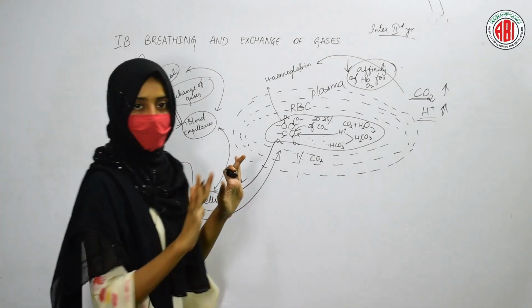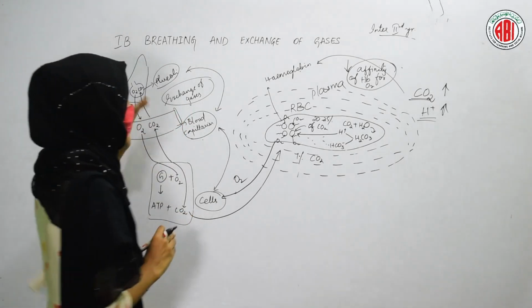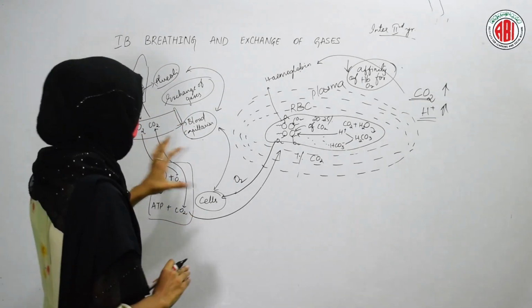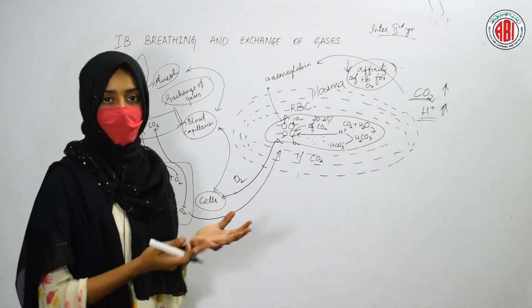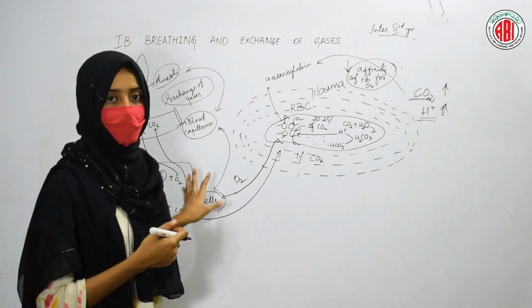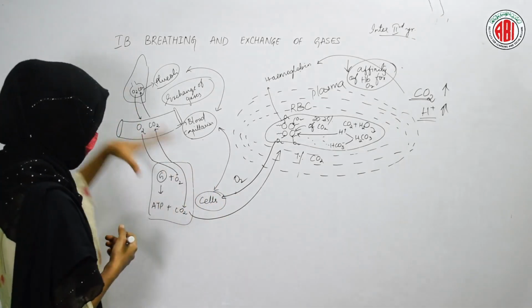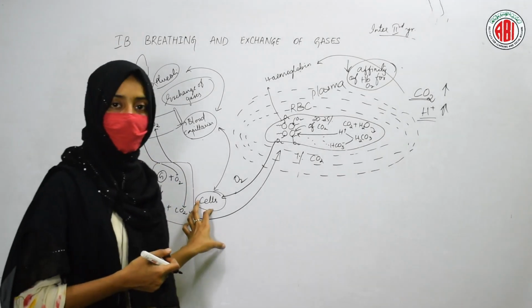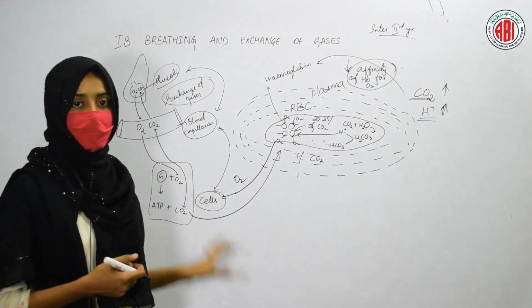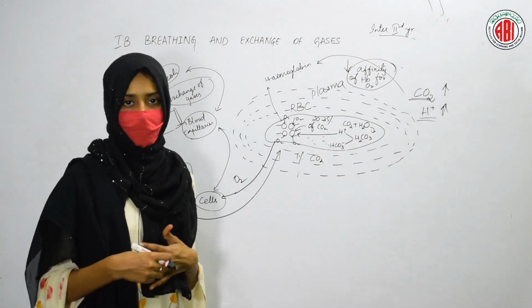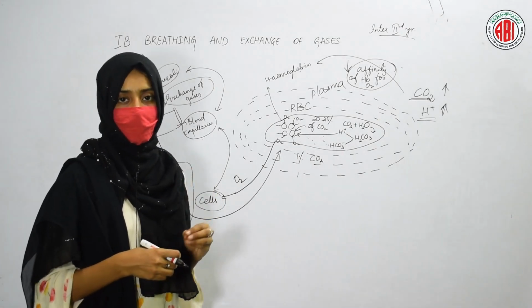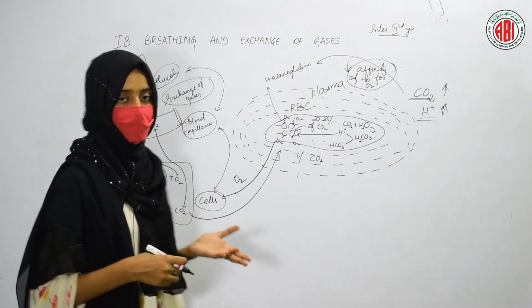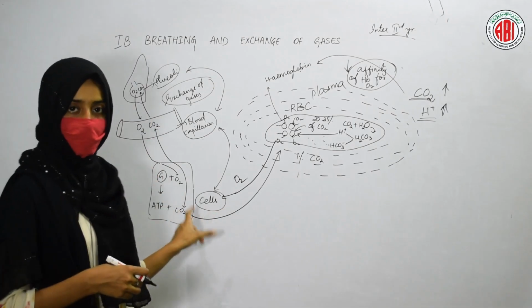This is what all happens during the exchange of gases. So in this way, oxygen is transported to the cells. Now cells use that oxygen. They form ATP. Along with the ATP, they also form carbon dioxide. And this carbon dioxide is not needed by our body. It should not accumulate in our body because it leads to many other diseases. So it should be removed out of our body.